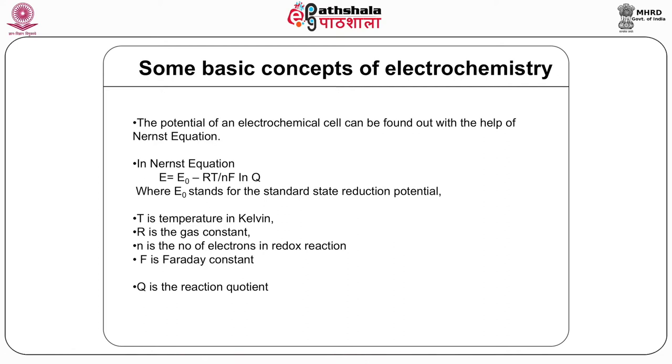Till now, in the reactions, we saw how electrons are moving and completing the circuit. This also leads to the development of potential. The potential of an electrochemical cell can be found out with the help of the Nernst equation. Now, the Nernst equation is given as E equals E0 minus RT by nF, into the logarithm of Q, where E0 stands for the standard state reduction potential, T is the temperature in Kelvin, R is the gas constant, n is the number of electrons in the redox reaction, F is the Faraday constant, and Q is the reaction quotient.